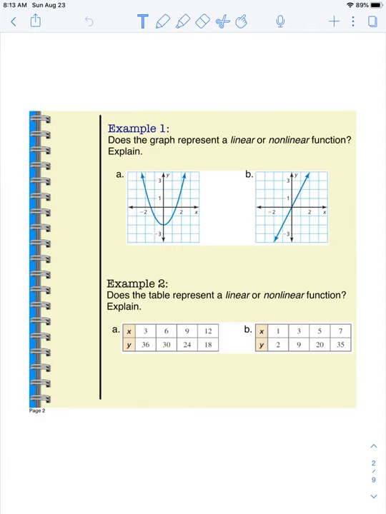All right, so example 1, does the graph represent a linear or nonlinear function? Well, part A is not a straight line, so we're going to say nonlinear. And part B is a straight line, so we'll say linear. All right, example 2, does the table represent a linear or nonlinear function? It's a little trickier when we're looking at input-output tables because we're looking at the constant rate of change. Remember, a linear function has a constant rate of change.